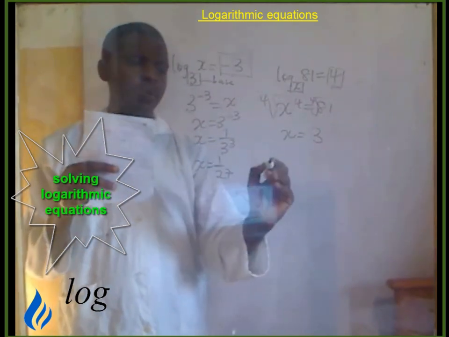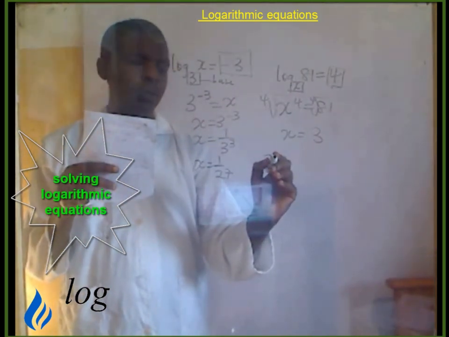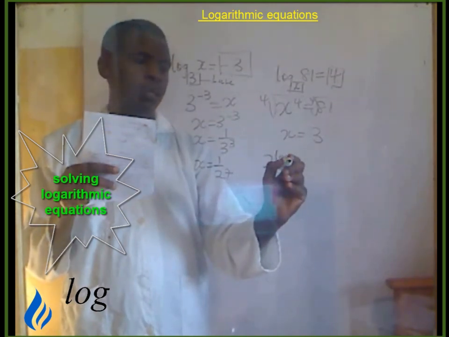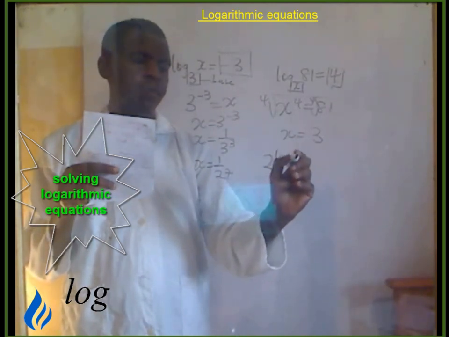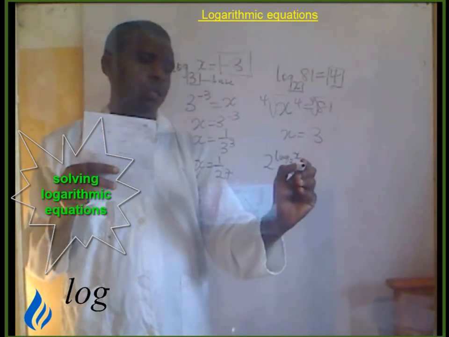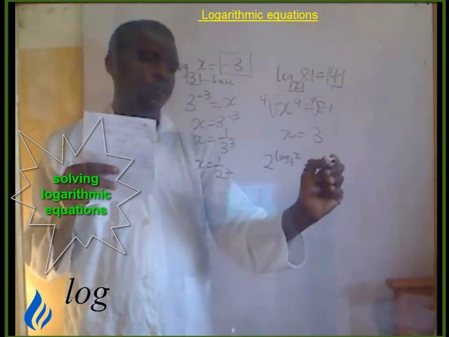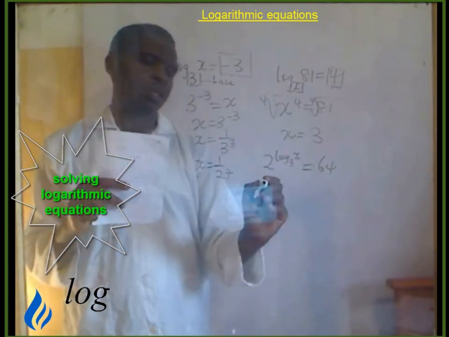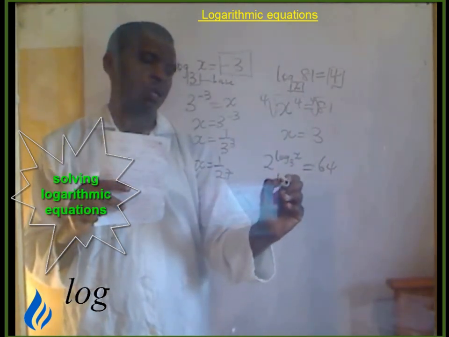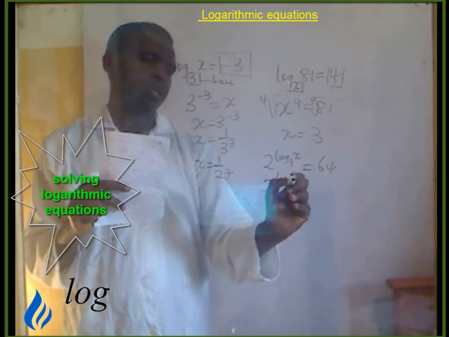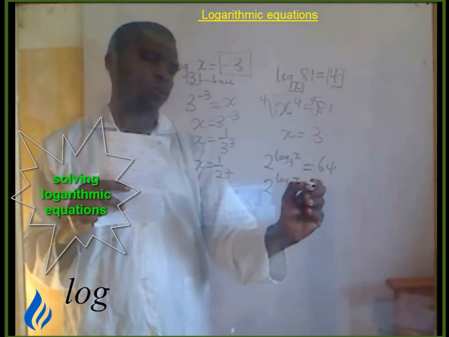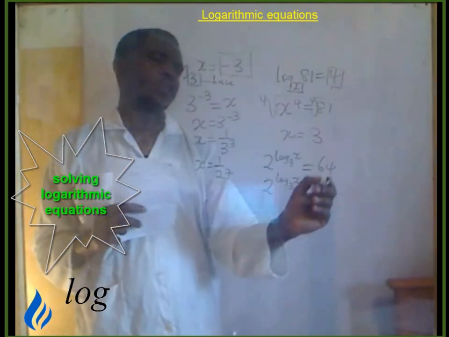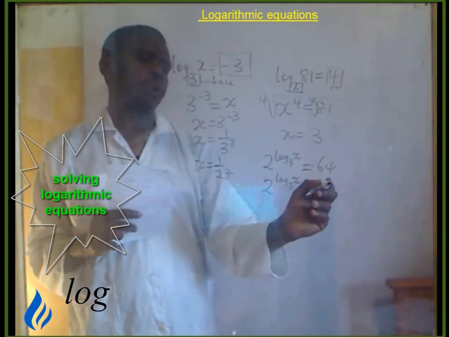So we are given this one: 2 to the power log to base 3 of x. All of this gives us 64. Let's express this in the same base. This is 2 to the log to the base 3 of x is equal to 2 to the 6th, because 64 is equal to 2 raised to the power 6.